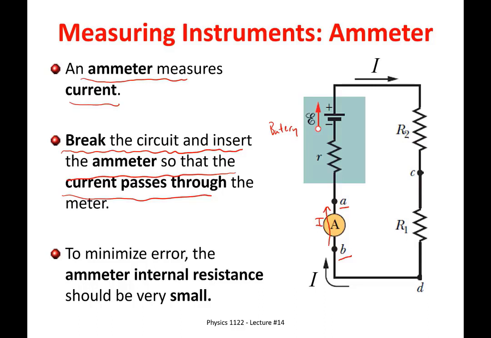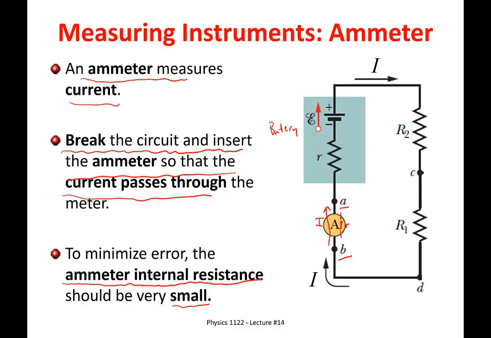And so to minimize introducing a disruption to your circuit, a good ammeter should have very little internal resistance. Effectively, an ammeter will always have some small amount of internal resistance, and we might put that in as a small lowercase r to represent its internal resistance. For a good ammeter, we want to make sure that internal resistance is very small to avoid disrupting and changing the amount of current that flows in the circuit.